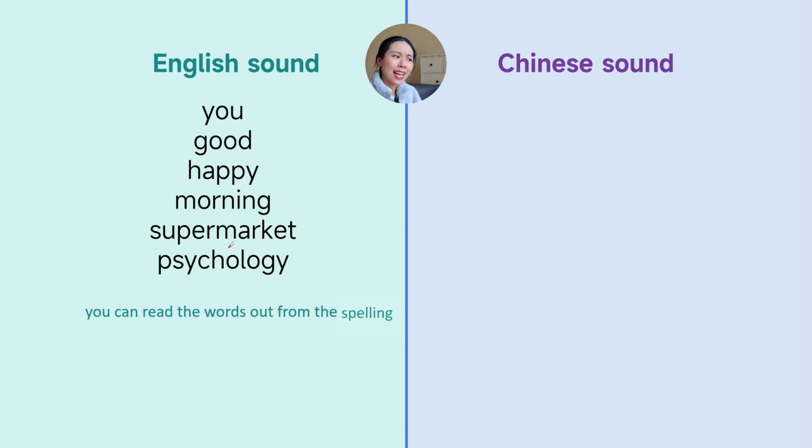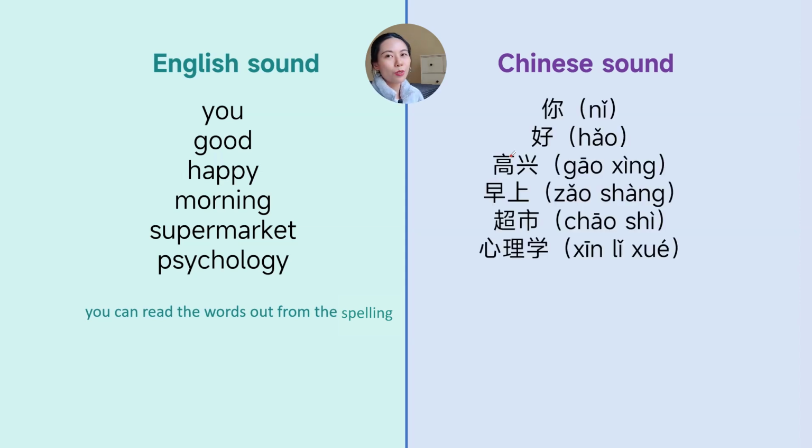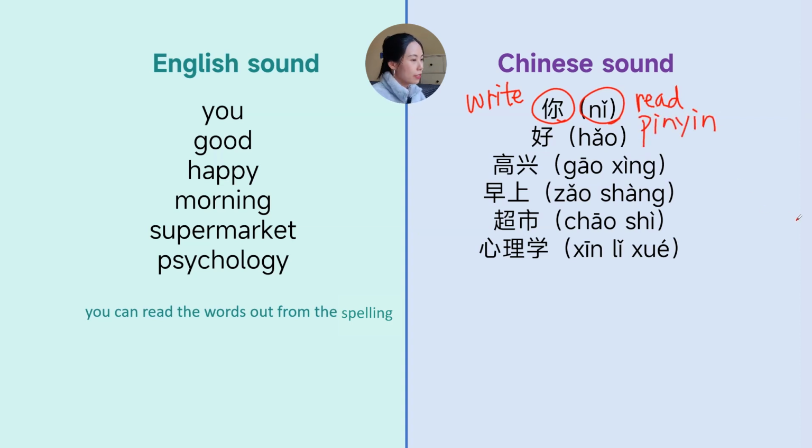But as for Chinese sound, simply put, Chinese evolved from pictures. So you kind of have to add the sound to that picture. Let me show you through some examples. Like 你, just imagine 你 is a picture. You can't really read out the picture. So you have to add the sound to it. This is how you write the Chinese word. And this is how you read the Chinese word. This is the pinyin system.